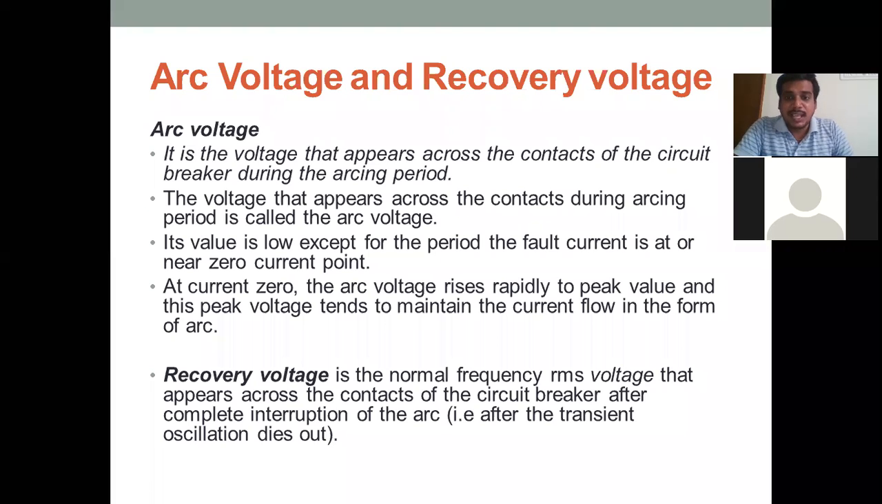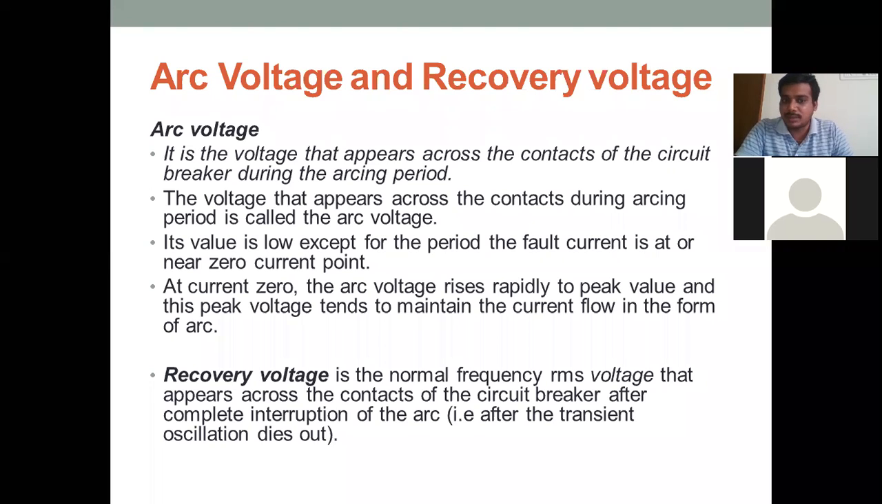So once the arc is produced, this voltage will come, and this voltage will appear only during the arcing period; in the remaining conditions, this arc voltage will not be there. You can see the third point. It is low except for the period that fault current is at or near the zero current period. So we are seeing this for AC circuits. Already I have told, in an AC circuit you will have positive half cycles, and when one half cycle completes, it will come back to zero. So its value is low except for the period that fault current is at or near the zero current period.